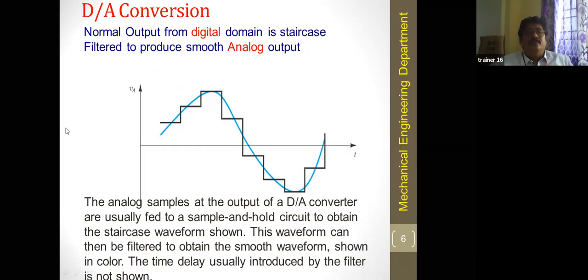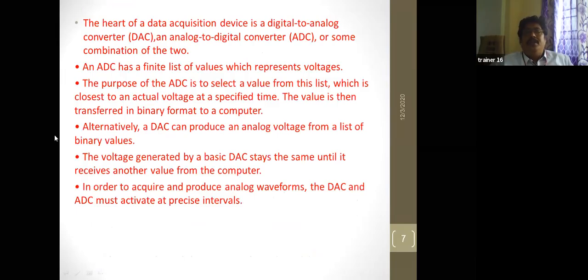Next, here see, if you clearly see, the heart of this data acquisition device is what I told you, the data acquisition system, right? I will show you at the last so that you can understand what we discussed in the last class. I will show you a clean block diagram.